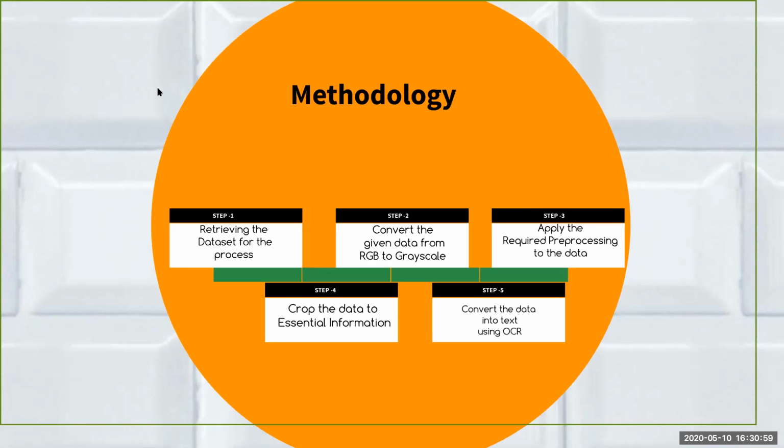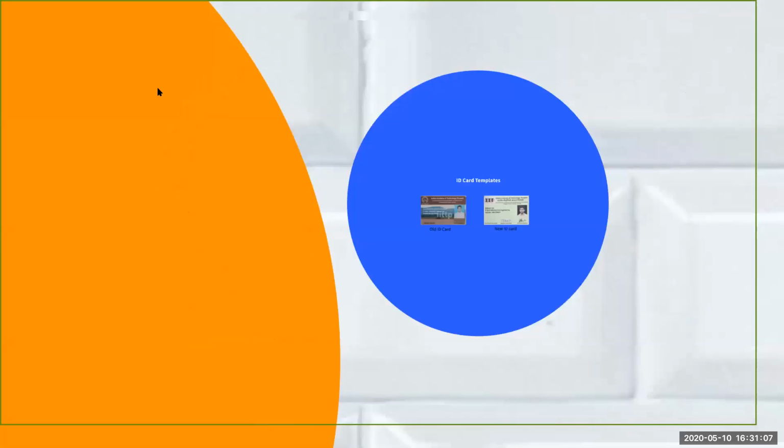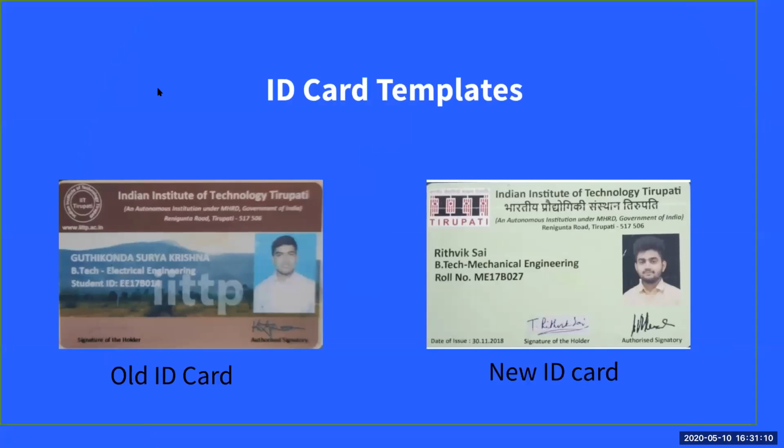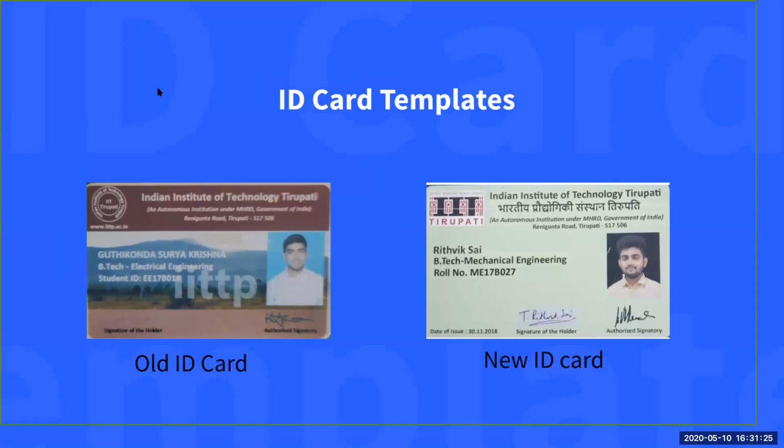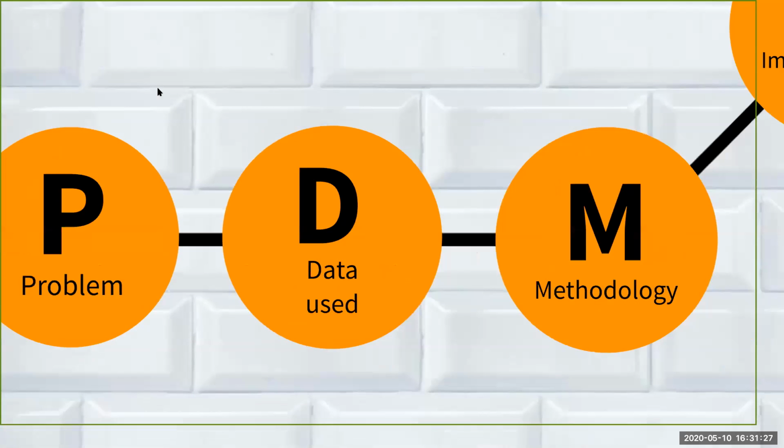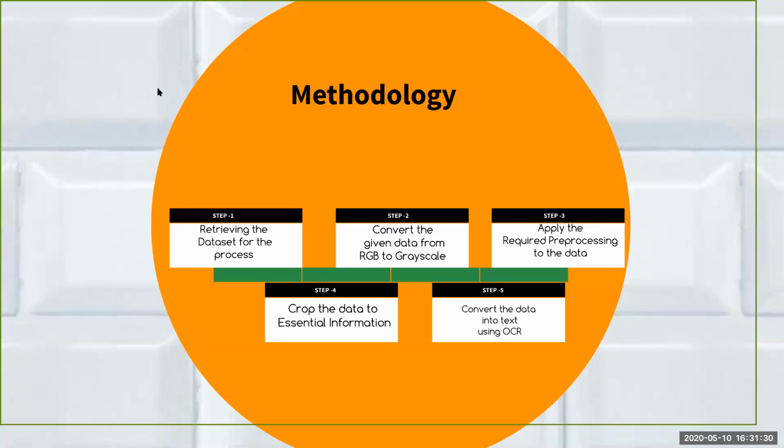Step 3 is applying the required pre-processing to the data. If you see the old ID card template, the background of this old ID card isn't very clear, and it obstructs our problem, it deviates from what we need. So we applied some pre-processing to this data so that we can get exactly what we want from the data.